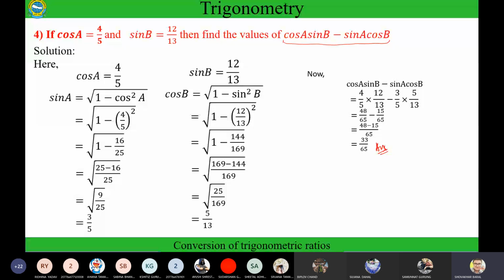So please copy it fast. I have 2 more questions and I will end the class, don't worry. Okay, so the next one. Therefore cos A sin B minus sin A cos B is equal to 33 by 65. Okay, thank you everyone for copying this question.